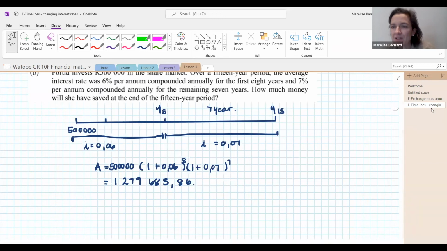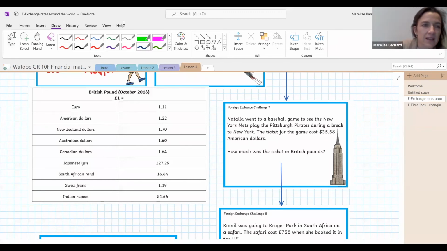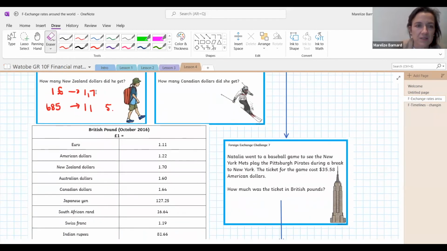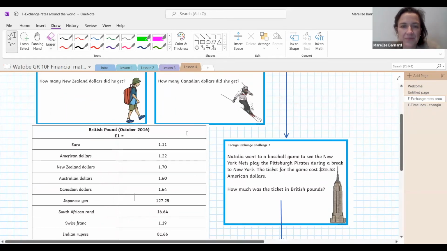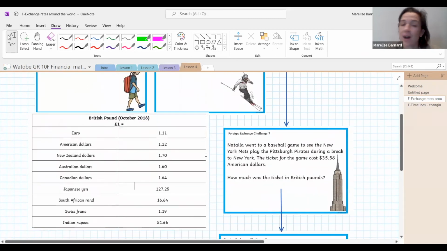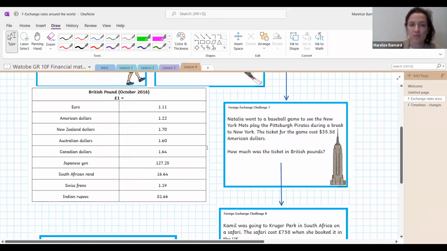All right. So our last little bit of financial maths we need to do is exchange rates. So I thought we could do a little trip around the world today with our exchange rates. So you need to be able to convert between different exchange rates. And we are going to pretend that we are British and that we've got pounds. So here's our conversion table for pounds.